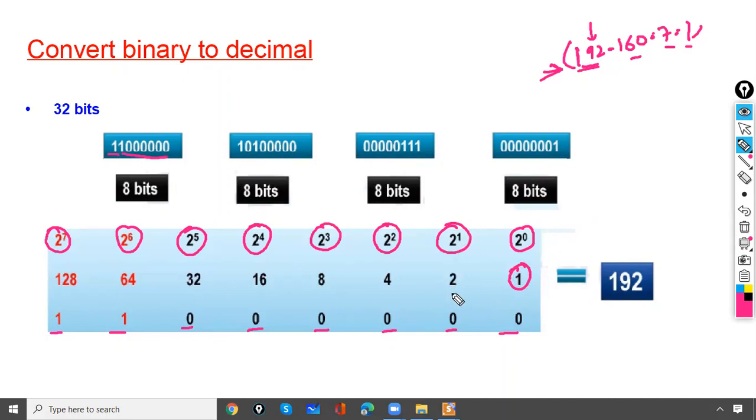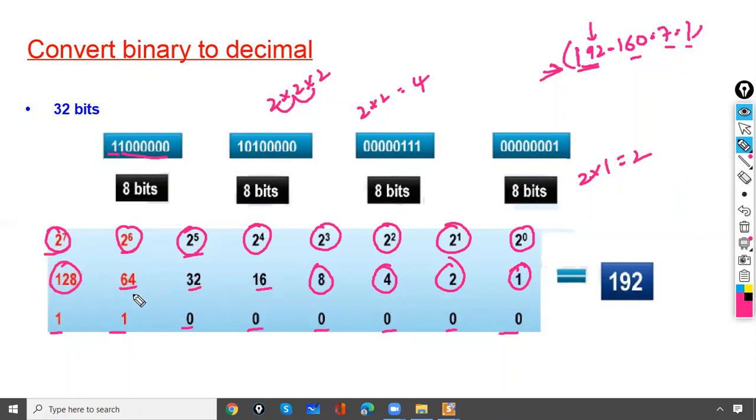Then what is the value of 2 power 1? It is 2. And what is the value of 2 power 2? It is 2 into 2, which is 4. Then what is the value of 2 power 3? 2 into 2 into 2. 2 2s are 4, 4 2s are 8. The same way you will calculate all the values. 2 power 4 will be 16, 2 power 5 will be 32, 2 power 6 will be 64, and 2 power 7 will be 128.